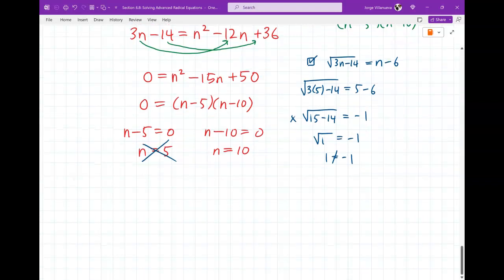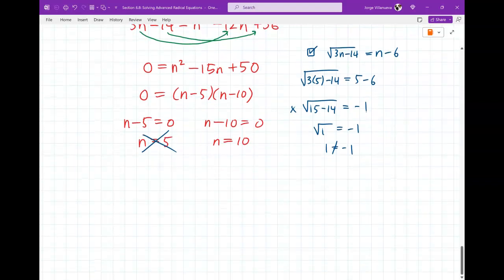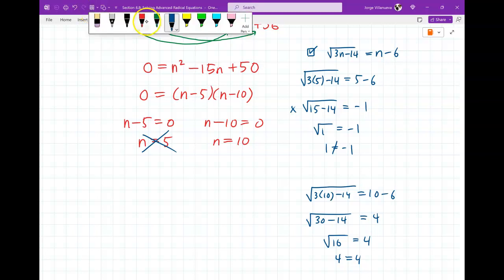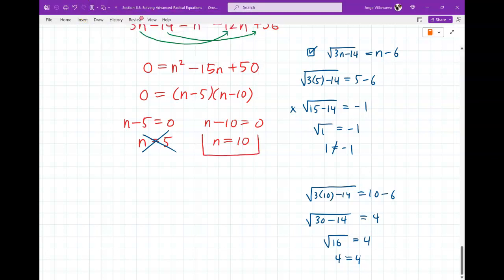Let's plug in 10. So I'm going to go below it. Square root of 3 times 10 minus 14 is equal to 10 minus 6. The right side is a 4, so that's promising. I have the square root of 30 minus 14, which is 16. And I know that the square root of 16 is 4. So that does check out. So that means 10 is an answer.